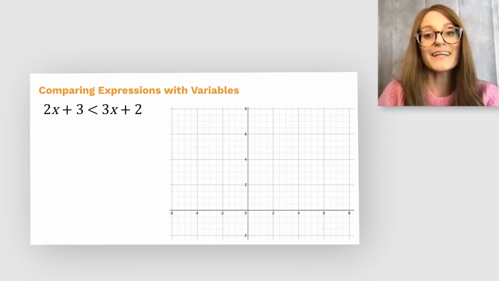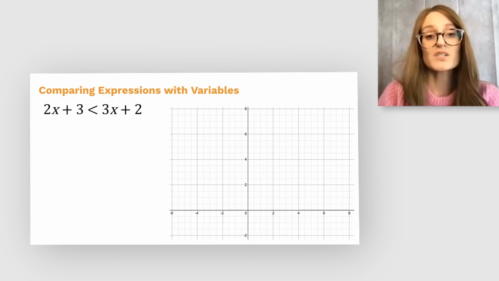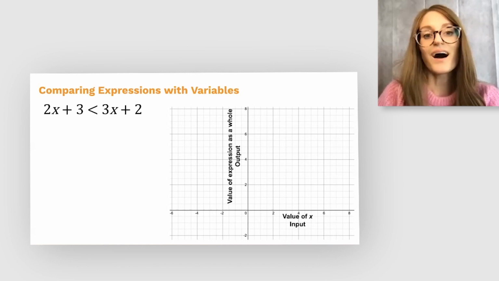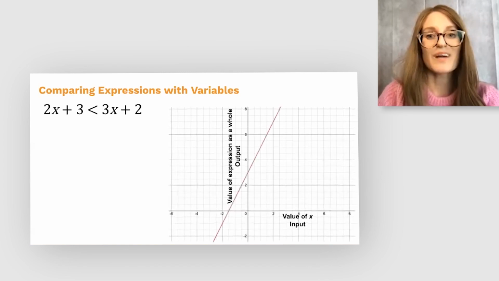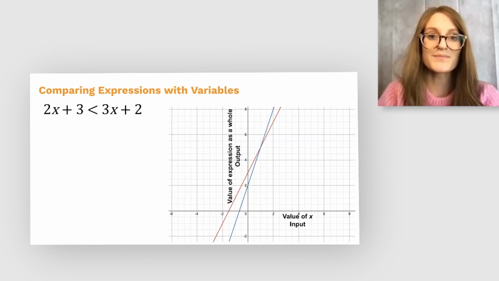Instead of looking inside of these expressions, as we did on the scales, graphs help us zoom out. Graphs show us the value that each expression has as an output for each different value of x, or each possible input. On this graph, this red line represents my first expression because it shows all y values or outputs that are 3 more than double the x value or input. This blue line represents my second expression. It shows y values that are 2 more than triple the corresponding x values.